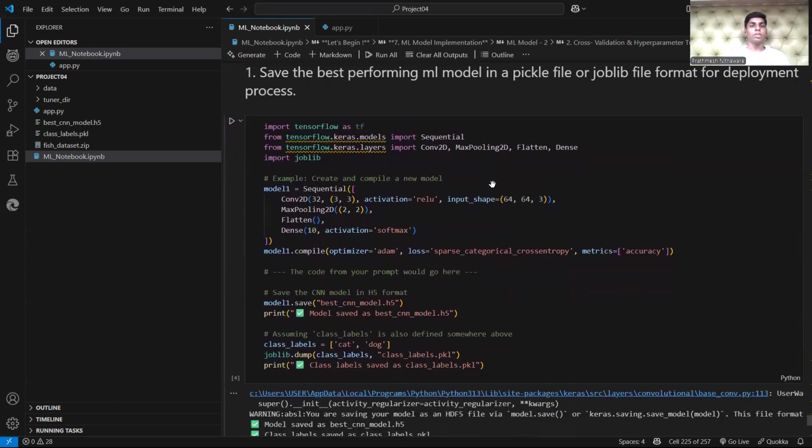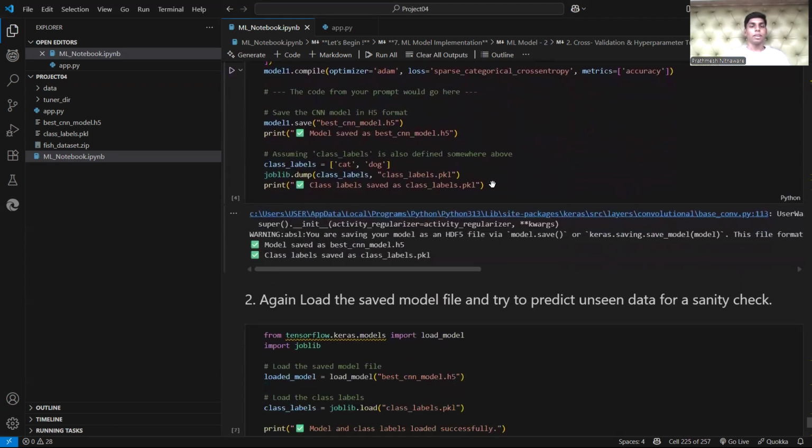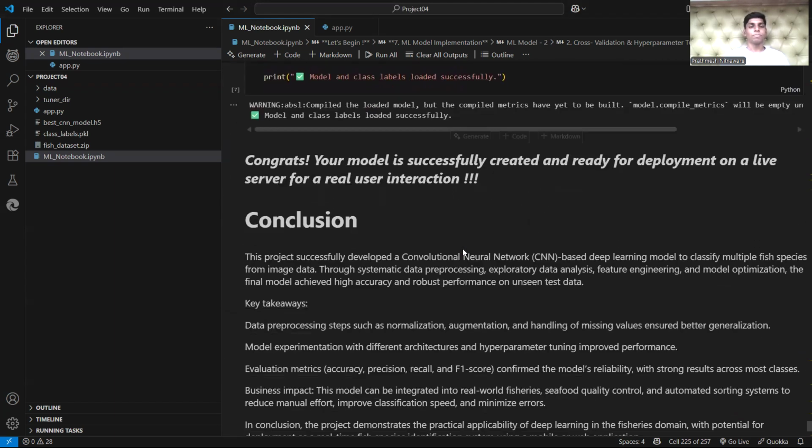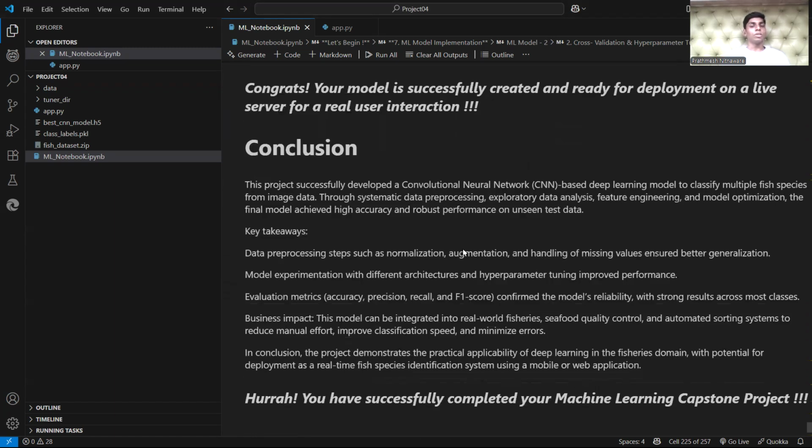I deployed it using Streamlit. In conclusion, the project demonstrated the practical ability of deep learning in the fisheries domain with potential for deployment in a real-time fish species identification system using a mobile or web app. Thank you. That's it for the project.